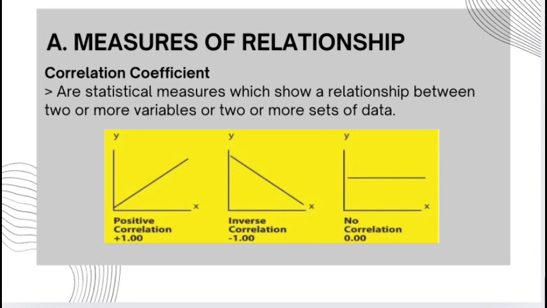So, when we talk about the relationship, we are talking about the manner in which the variables tend to vary together. For example, as you can see in the picture, there is a positive correlation, inverse correlation, and no correlation. If one variable tends to increase at the same time that another variable increases, we would say there is a positive relationship between two variables.